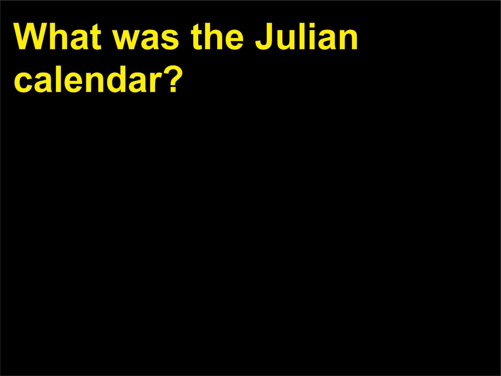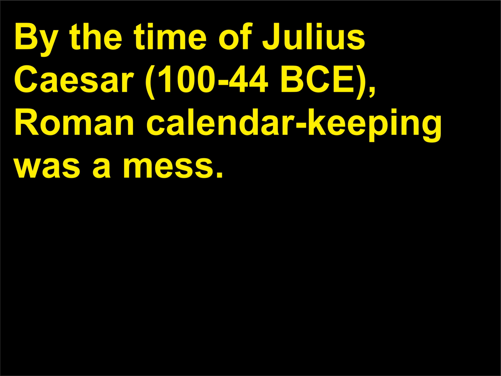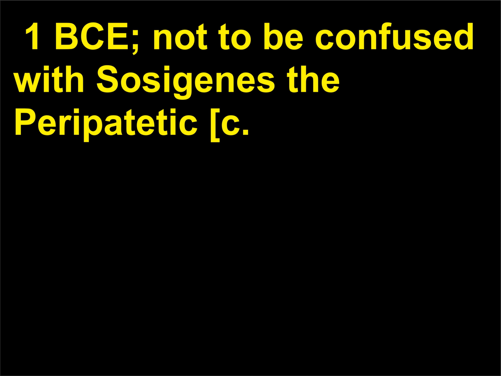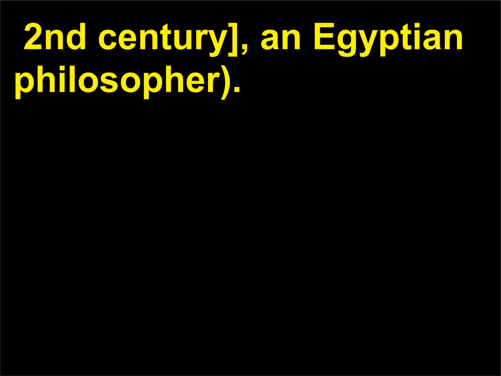What was the Julian calendar? By the time of Julius Caesar, 100 to 44 BCE, Roman calendar keeping was a mess. Caesar decided to reform the Roman calendar. Asking help from astronomer and mathematician Sosigenes of Alexandria, lived c. 1 BCE, not to be confused with Sosigenes the Peripatetic, c. 2nd century, an Egyptian philosopher.